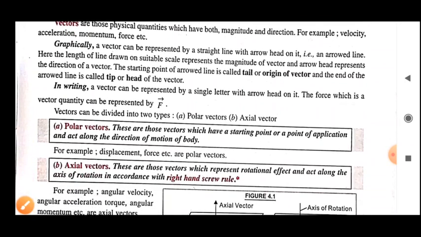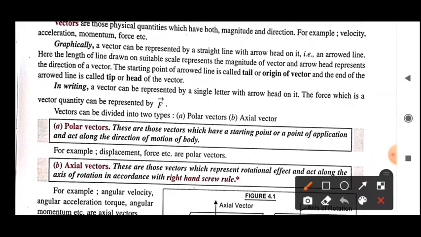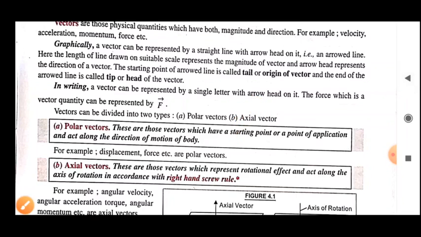So graphically, if you have to represent any vector, then we represent it by a straight line. In this way we use a straight line with an arrowhead. So if we have some quantity, suppose F is the quantity, and if we put this arrow over it, then this quantity is known as a vector quantity. So this is the way to represent a vector quantity.